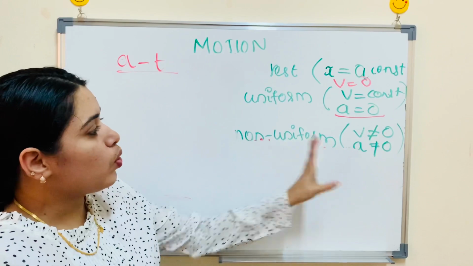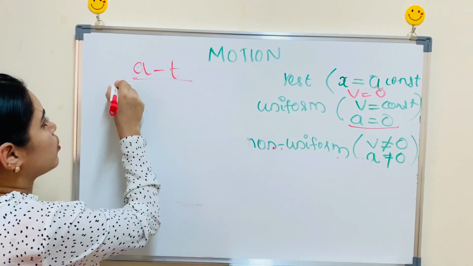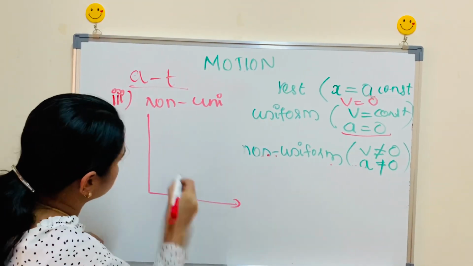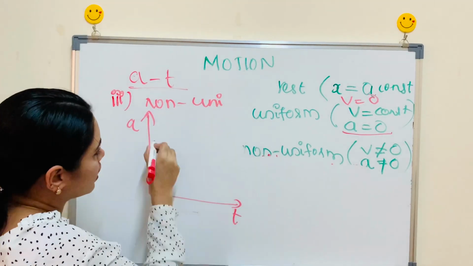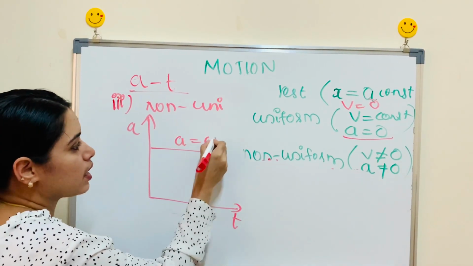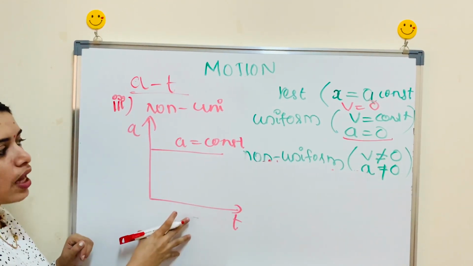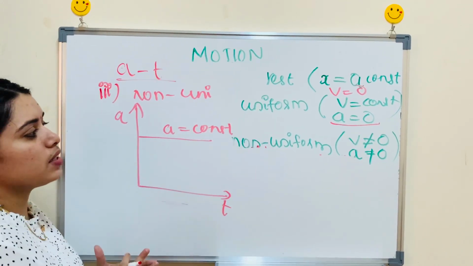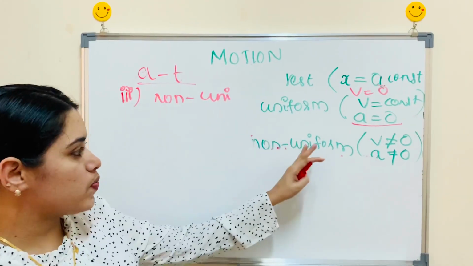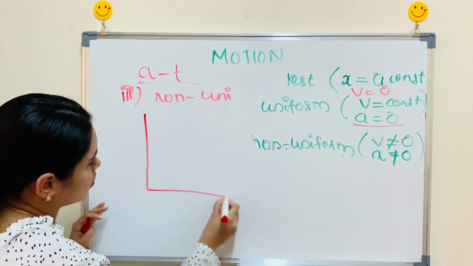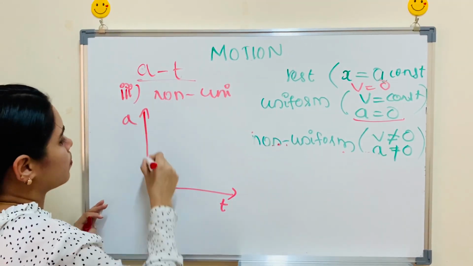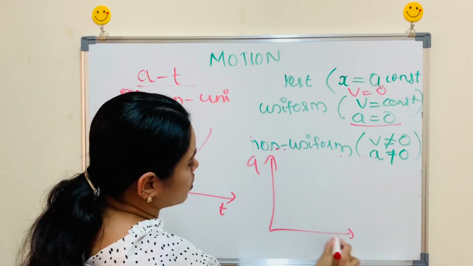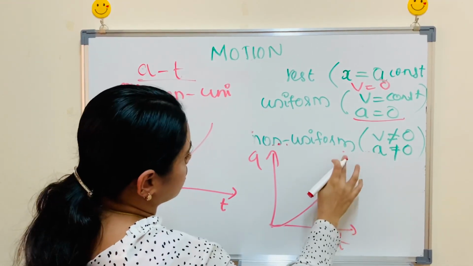The last case is non-uniform motion. The third case, non-uniform motion. And the acceleration time graph, the first one we can draw like this. Here acceleration is a constant. This is a special graph, but the velocity may increase or decrease non-uniformly. Here acceleration is taken as a constant. Another two graphs for non-uniform motion. The a-t graph, first one like this, and another a-t graph for non-uniform motion like this.